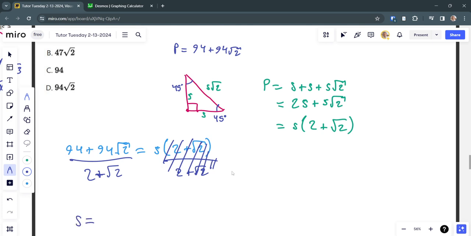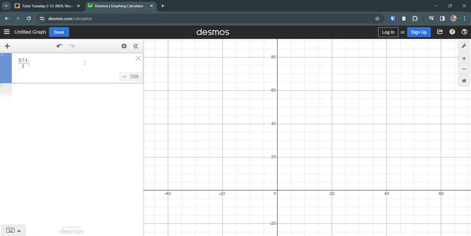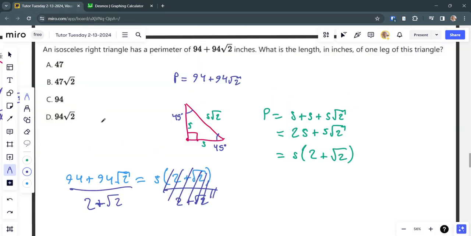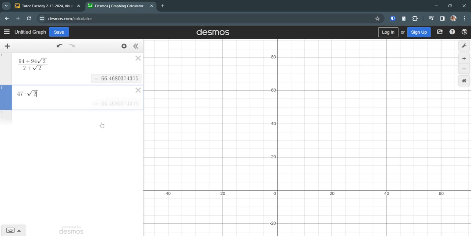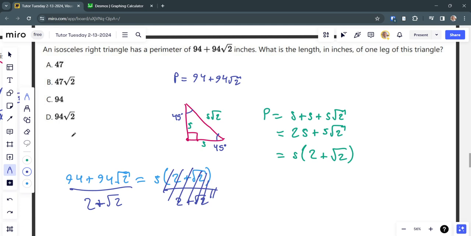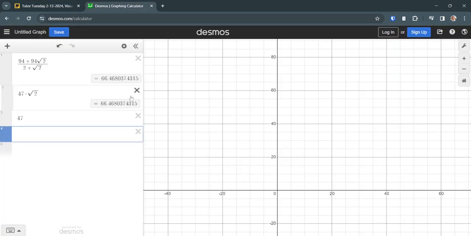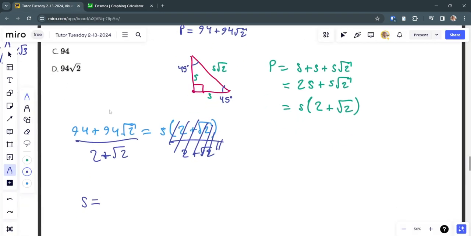At this point, if you want to rationalize it, you can. You can also plug it into Desmos and see what this whole thing evaluates to. It looks like about 66.47. And that looks like it matches with answer choice B. Alternatively, 66.47 is approximately equal to 47 root 2, just by evaluating those two.